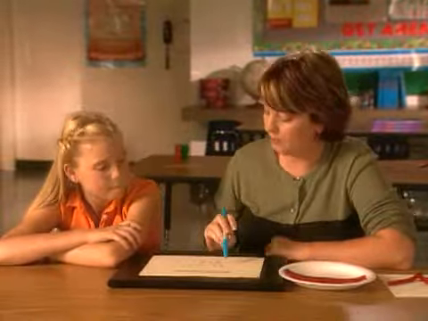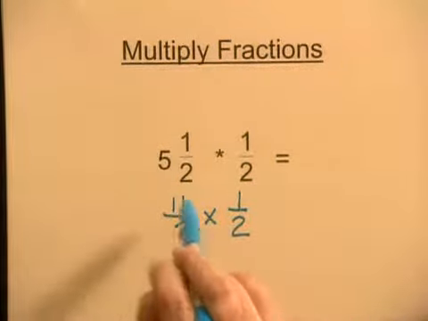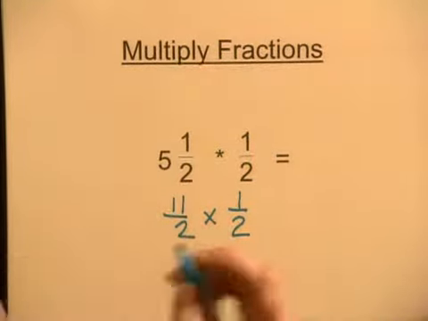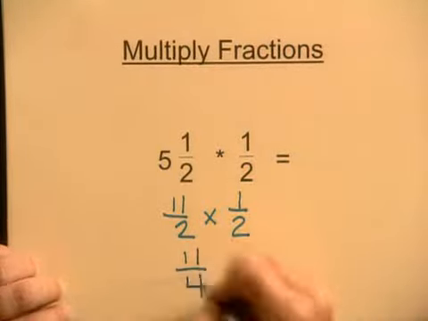Okay? Okay. In multiplying fractions, we simply multiply the numerators and then multiply the denominators. What's 11 times 1? 11. And 2 times 2? 4. So 11/4 is how many licorice sticks we have.